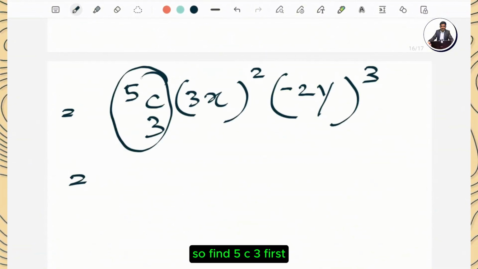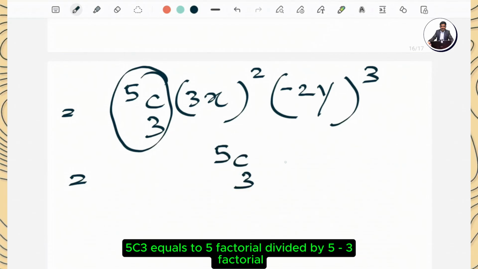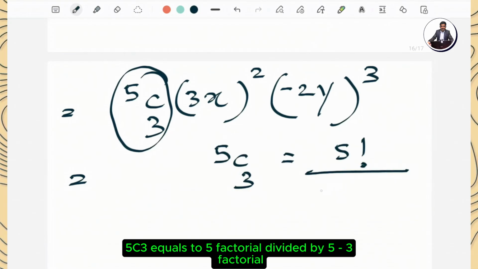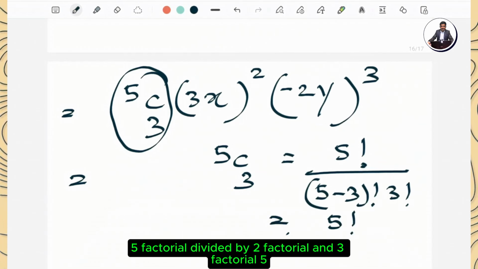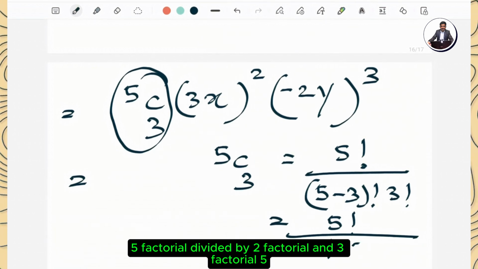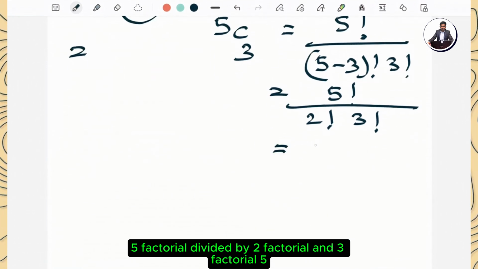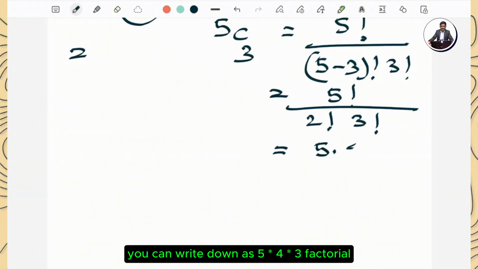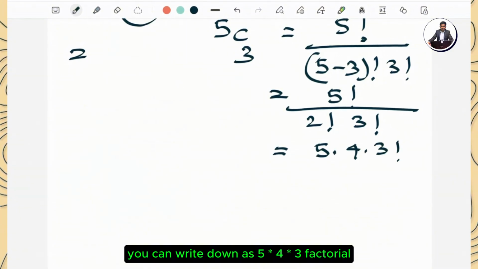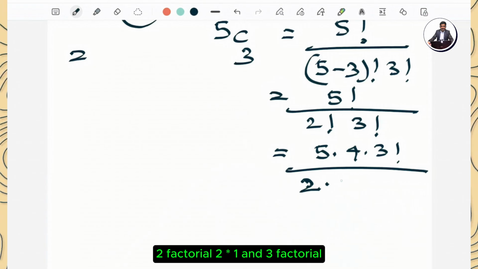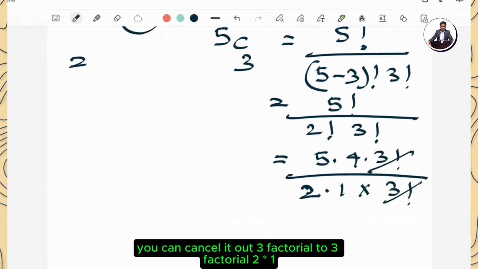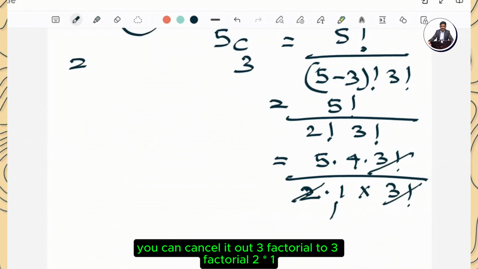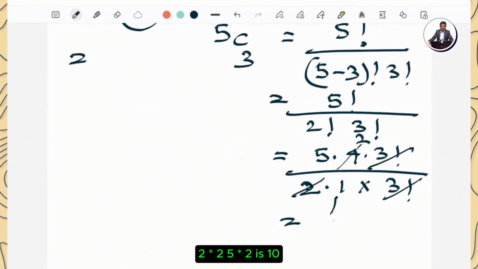So find 5C3 first. 5C3 equals 5 factorial divided by (5 minus 3) factorial and 3 factorial, which is 5 factorial divided by 2 factorial and 3 factorial. 5 factorial you can write as 5 times 4 times 3 factorial, over 2 times 1 and 3 factorial. You can cancel the 3 factorial, and 5 times 2 is 10.